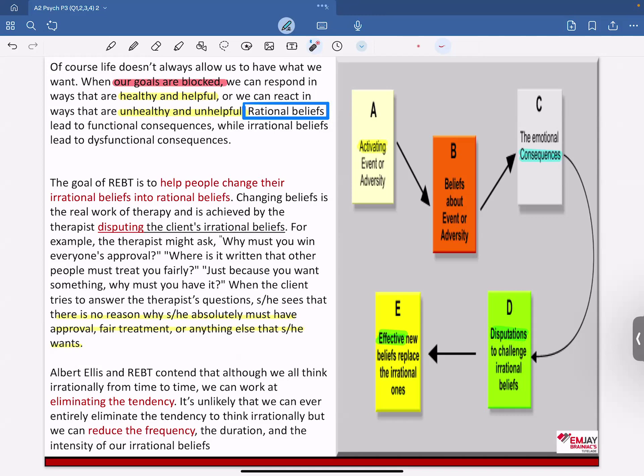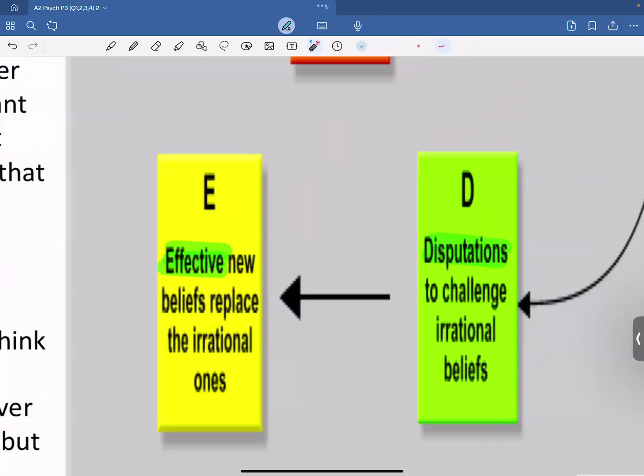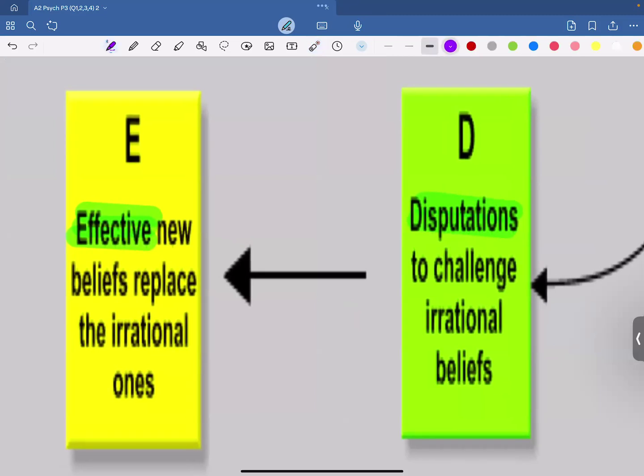So, A, like I said, was activation of an event. B is about the beliefs that you carry about that event. C has to do with the emotional consequences to that. Now, why is it that I want to add D and E over here? Because remember, I was trying to explain to you this case of a gentleman known as James. James is getting rational emotive behavioral therapy done.